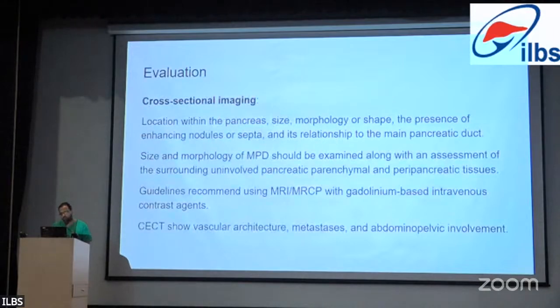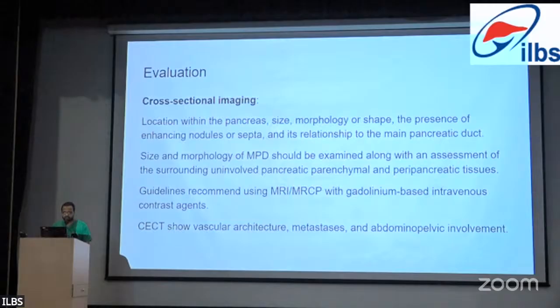Coming to evaluation, first we do cross-sectional imaging, and the imaging investigation of choice is MRI, with MRCP and gadolinium-based intravenous contrast agents, to diagnose pancreatic cysts. CT can also be done to show the vascular architecture, in case of metastasis and any other abdominopelvic involvement. It is mainly done to locate the cyst within the pancreas, and to know the size, morphology or shape, presence of nodules, septa, and its relation to the MPD.